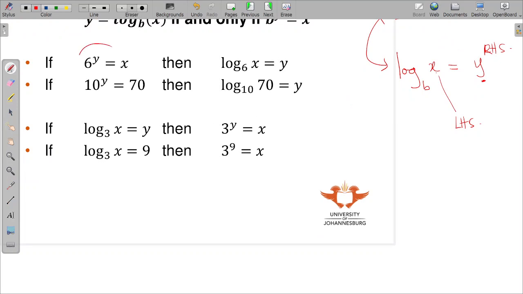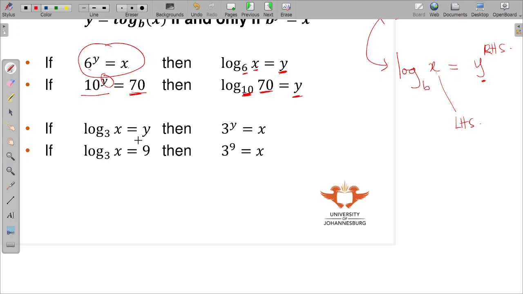So when we have this, don't forget this is the base, so we have log to base 6. This is the exponent, which will become the right hand side, while the value on the other side here will become the log. Don't forget that. Again, 10 is the base, so the base remains the same. Then the exponent becomes the right hand side, and the value on the other side becomes the log.